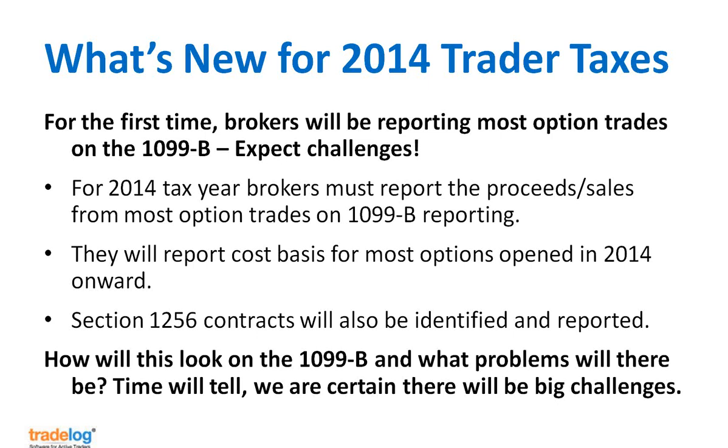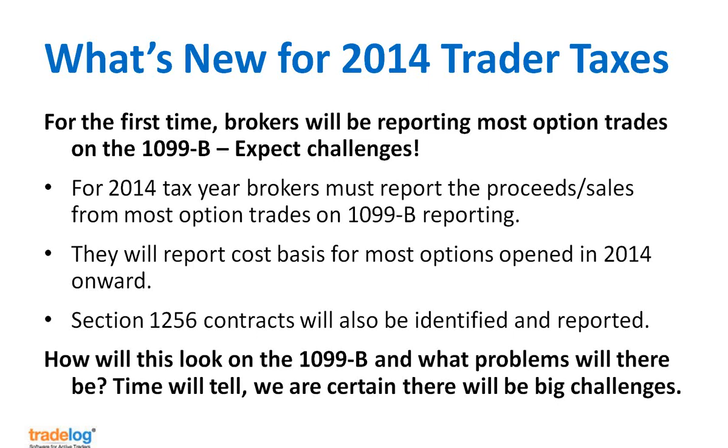The other thing involved with options is Section 1256 contracts. So some options qualify for treatment as Section 1256 contracts. This includes your broad-based index options. It also includes many ETF options that qualify. So in the past, because brokers didn't report options on the 1099, they really didn't have to get into a lot of detail with that. But starting in 2014, they do have to identify most of these Section 1256 contracts and report those as well. And there's a few little hiccups that we're going to see with that.